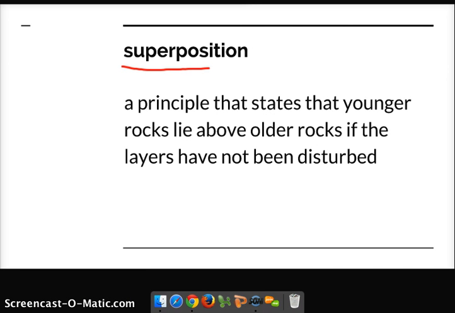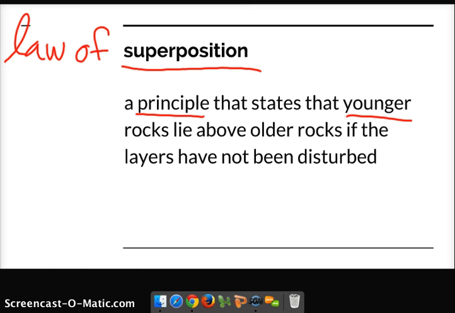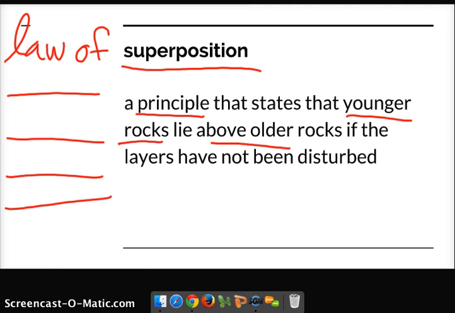Our third word here is superposition, also noted as the law of superposition. It's a principle that basically states that younger rocks are going to be above older rocks. So, kind of as we talked about with relative dating before, if you have separate rock layers that have not been disturbed, then the one on the bottom was put there first, right?